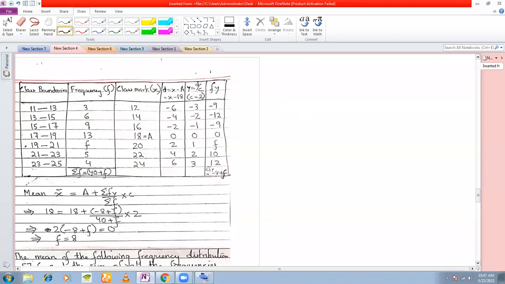Now, to do the same problem by deviation method, the first column will remain as it is. So I'm not drawing the first column. It's already drawn. You'll draw the first column for class boundaries. The second column will also remain the same, the frequency. Third column will be for class mark. This will also be the same. Fourth column will also be the same.